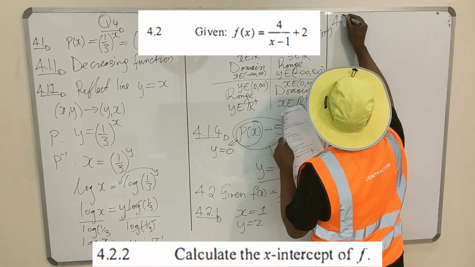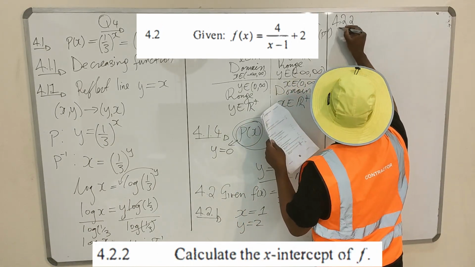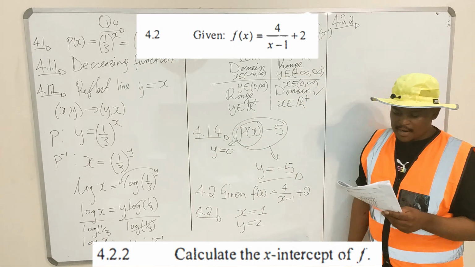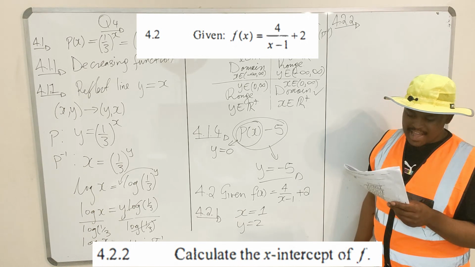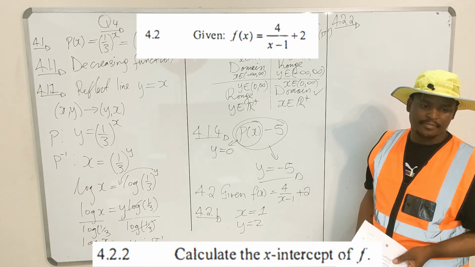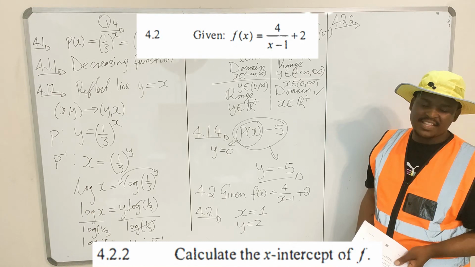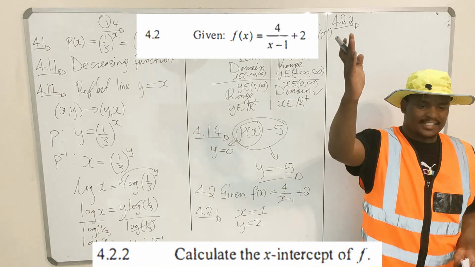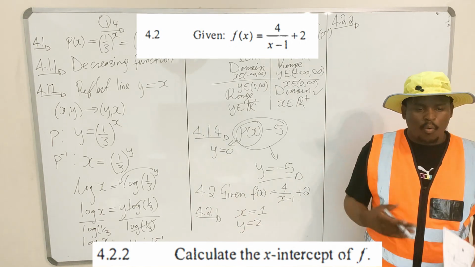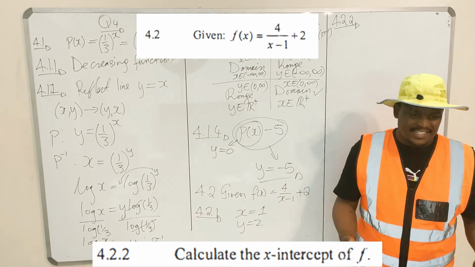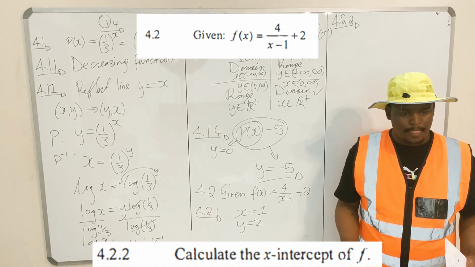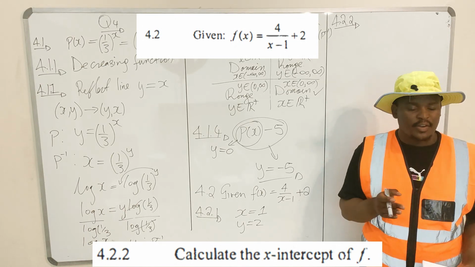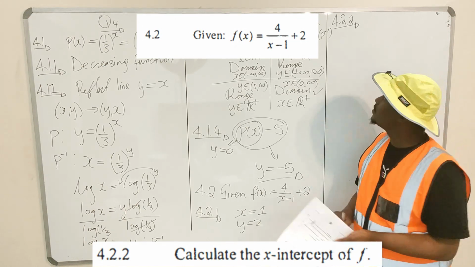You have 4.2.2. What are they saying? They are saying calculate the x-intercept of f. Do you understand? They want the x-intercept of f, which means where your graph cuts the x-axis. What do you know where your graph cuts the x-axis? Y is equal to 0. So when your graph cuts the x-axis, you know the value of y. Y equals 0.